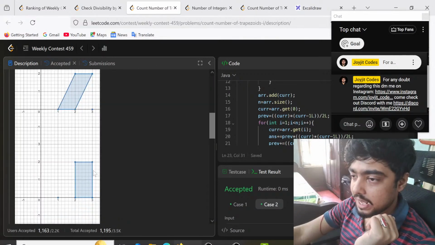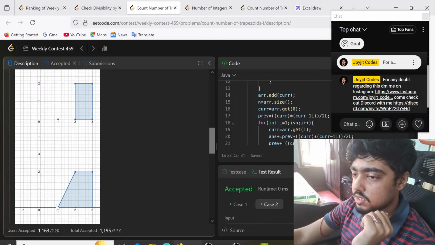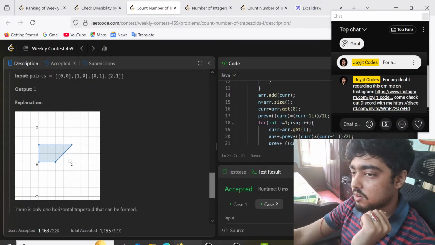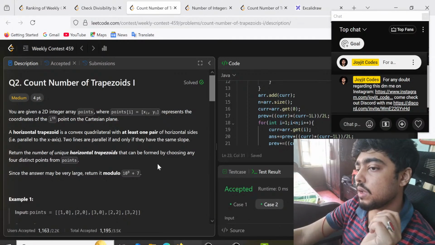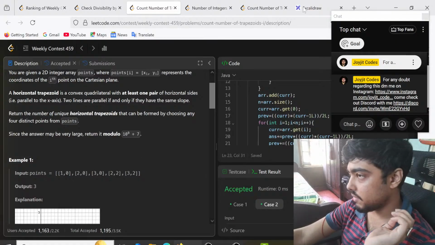So it is going to be like this. It is going to be like this. This and this, these are parallel to the x-axis. Okay. See this, this and this are parallel to the x-axis. This and this are parallel to the x-axis. So you have to find the total number of trapezoids from here. And your answer can be very large, so return it modulo 10 to the power 9 plus 7.